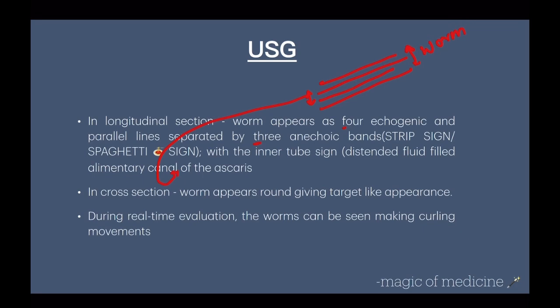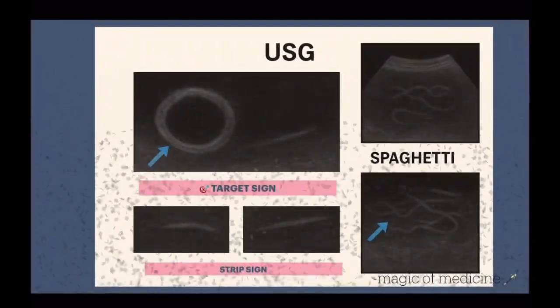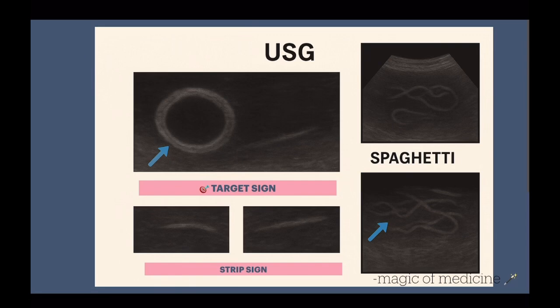Now, coming to the USG appearances. Again, revising the signs. This one is target sign. It is seen when we see the worm in cross section. Next is strip sign. In strip sign, we can see 4 echogenic lines separated by 3 anechoic bands. Next is spaghetti sign. You can see the curled worms clumped together in the intestinal lumen.